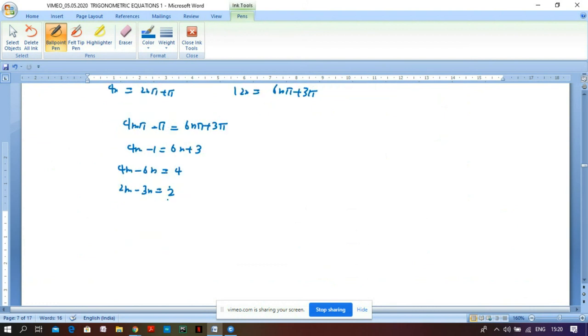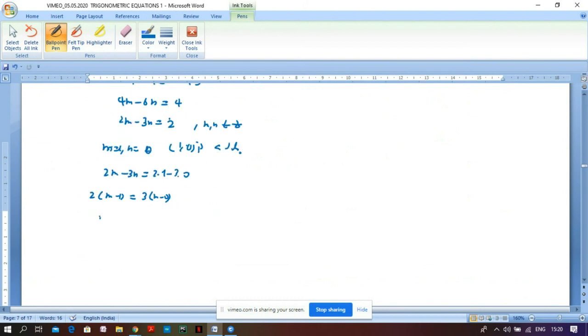So see that you want m, n elements of integers: m equal to 1, n equal to 0. 1, 0 is a solution. So I can write 2m minus 3n is 2 into 1 minus 3 into 0. That is 2 times (m minus 1) is 3 times (n minus 0). And so I can write m minus 1 is 3k and n minus 0 equal to 2k. That is m is 3k plus 1 or n is 2k. I can use anything I like.